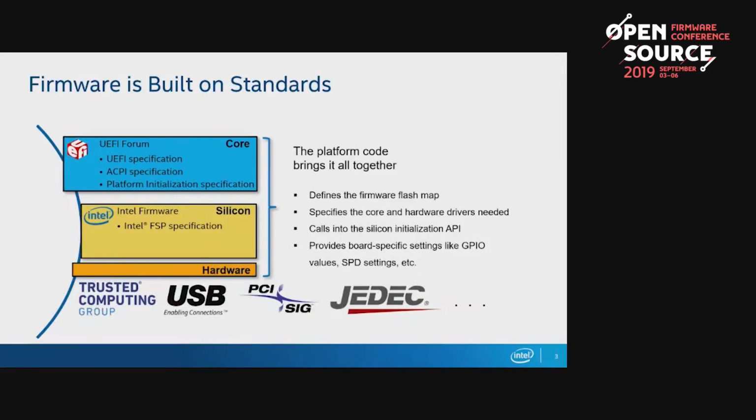The platform code chooses which drivers to use. It calls into the silicon API, so it will call into the FSP to do the FSP T, M, and S APIs for temporary RAM, your memory init, and your silicon initialization. And a lot of the board-specific information, like your GPIOs and serial presence detect, is in this code. So if you have soldered down memory, you might have your SPD table hard-coded in your board code. Otherwise, you might read it over SMBus, right? Those details all fall into your motherboard design and into what we call this platform code.